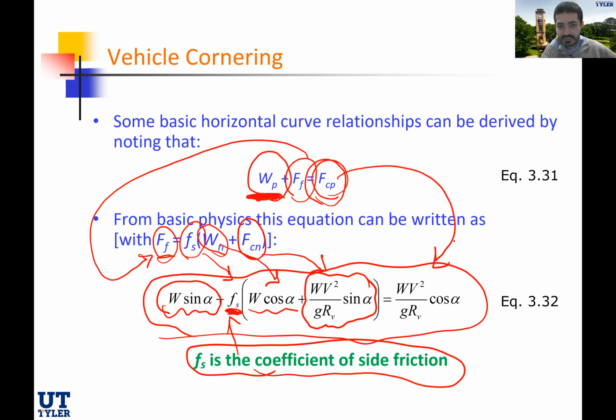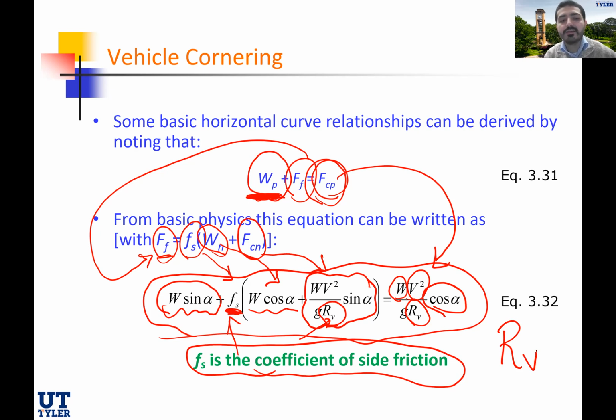FCP, again, is the centripetal force in the parallel direction. It's nothing different than FCN, except now it's cosine alpha. So it's again the weight of the vehicle times the speed of the vehicle squared over G, 32.2 or 9.81, times RV, the radius of the curvature, times cosine alpha. Looking at that equation, we are mainly after the RV right here. So we really want to get the equation in terms of RV.